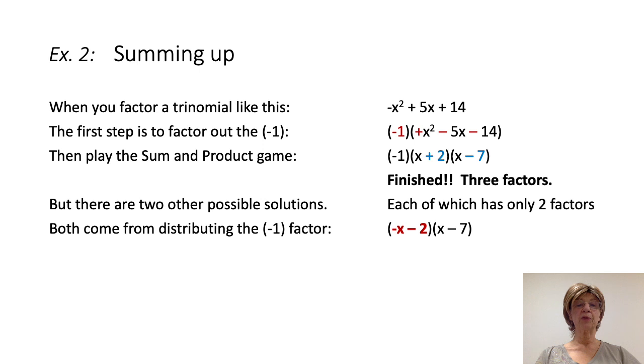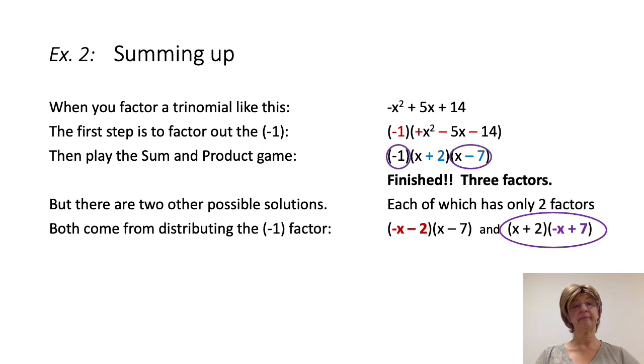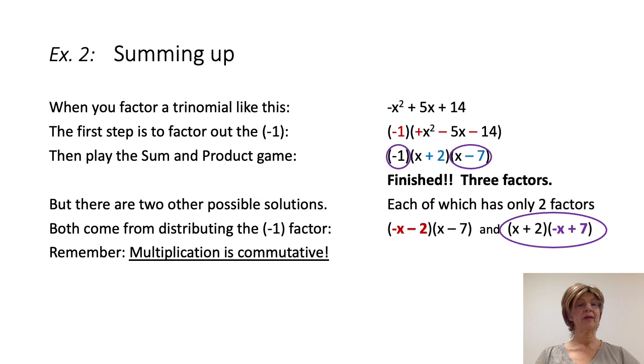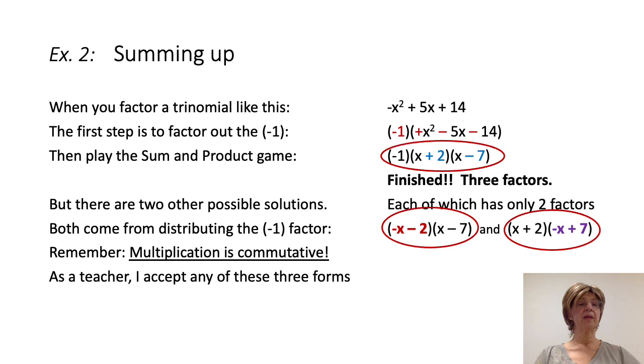So if we distribute the minus 1 over the x plus 2 factor, we get minus x minus 2 in parentheses times x minus 7. And if we distribute the minus 1 factor over the x minus 7 term, we get x plus 2 in parentheses times minus x plus 7. Remember, multiplication is commutative. You can rearrange the factors. As a teacher, I accept any of these 3 forms as the solution.